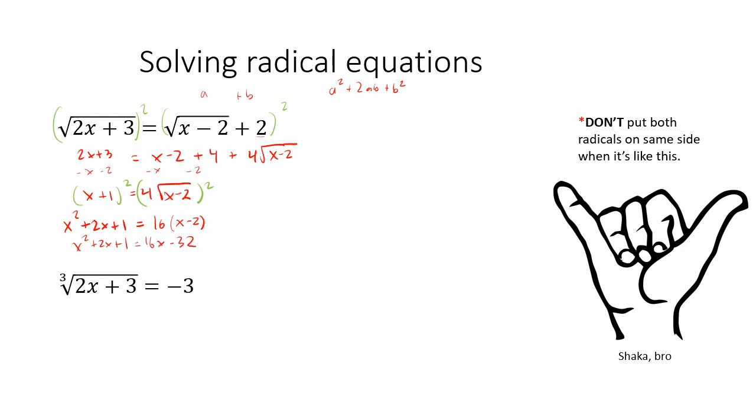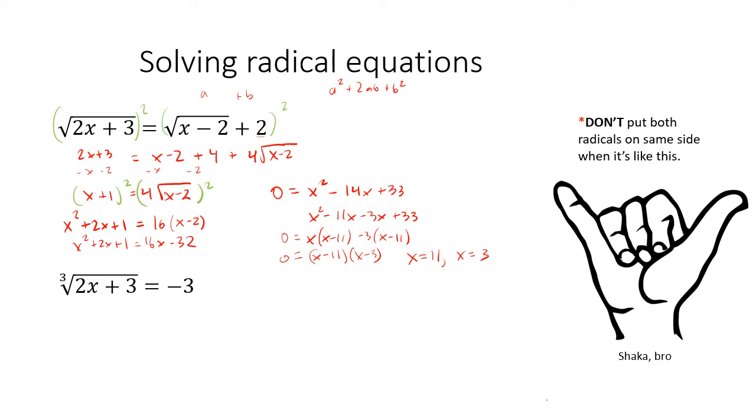If we move the 16x and the 32 over, we'll have 0 is equal to x squared minus 14x plus 33. This actually factors to 11 and 3, so x squared minus 11x minus 3x plus 33, and x squared, x times x minus 11 minus 3 times x minus 11. We'll have x minus 11 times x minus 3. So we have the zero product property says that x could be 11 or x could equal 3.